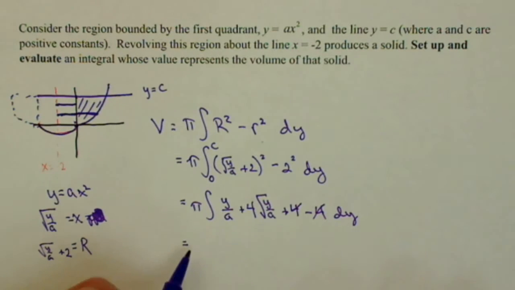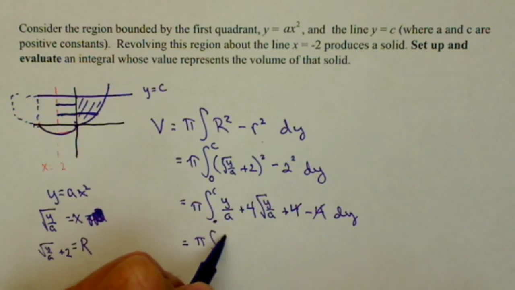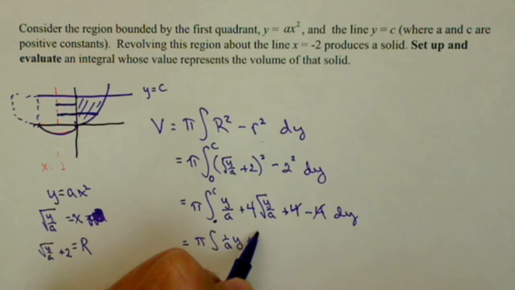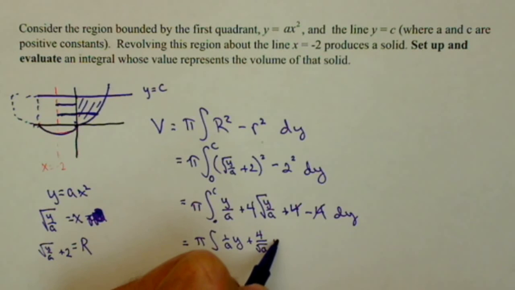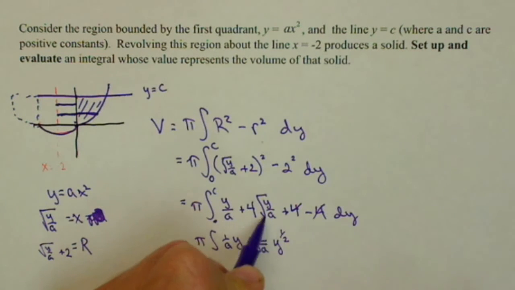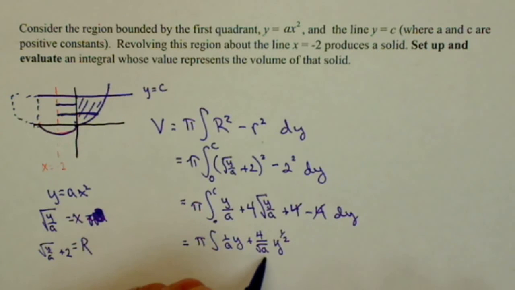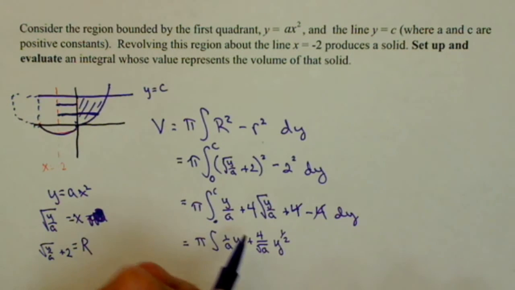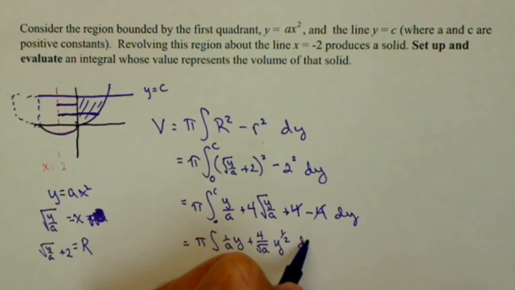I'm going to do one more step of rewriting before I go ahead and evaluate. And don't forget my limits, 0 to c. I'm going to write this as 1 over a times y. And this one I'm going to write as 4 over square root of a times y to the 1/2. So I'm taking this because it's a constant, and I'm just going to write it here. So I can just leave that as a constant. Those cancel, so there's my dy.